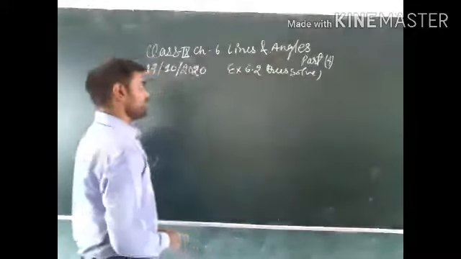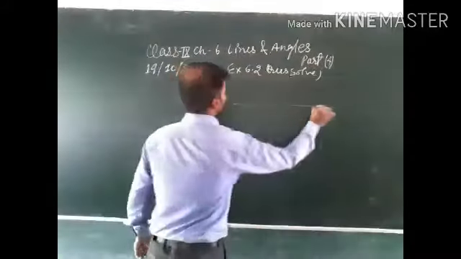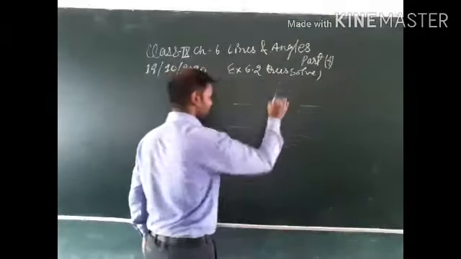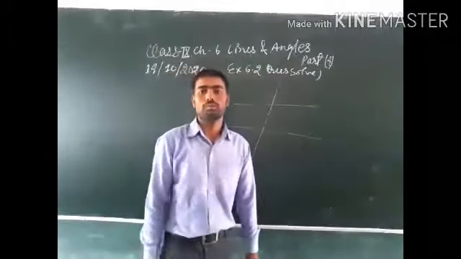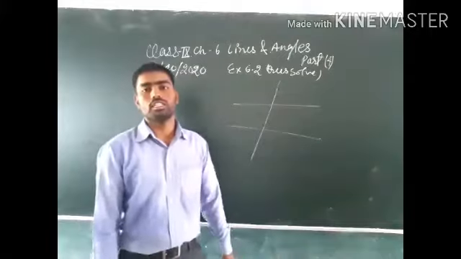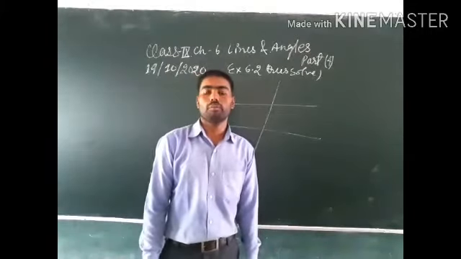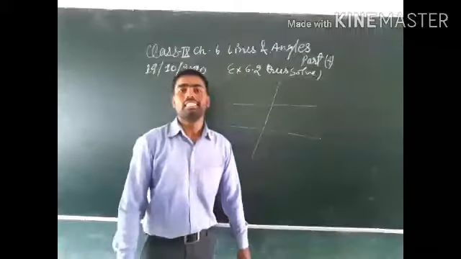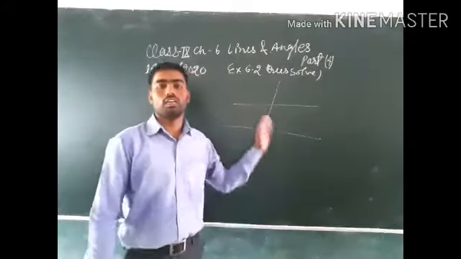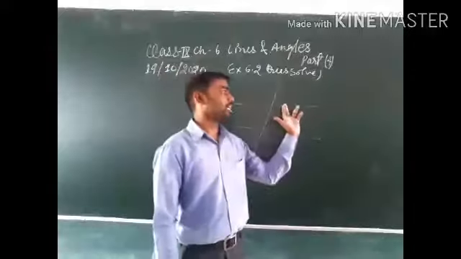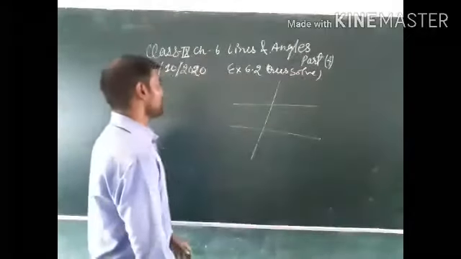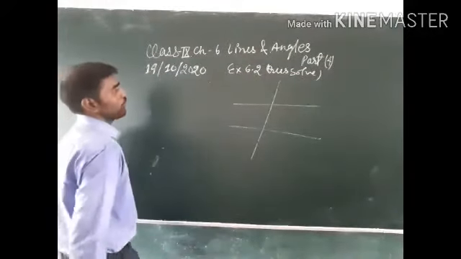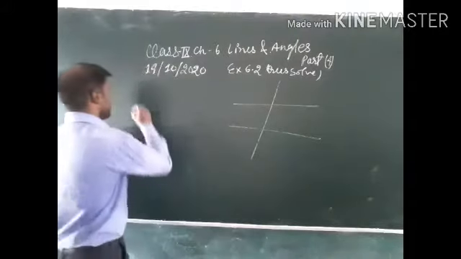In the previous lecture we discussed that when two parallel lines are cut by a transversal line, 8 angles are formed. There are different angles: corresponding angles, vertically opposite angles, alternate interior angles, alternate exterior angles, interior angles on the same side of a transversal line, and the sum of a linear pair. So today we start solving exercise 6.2. First of all, take question number 1.